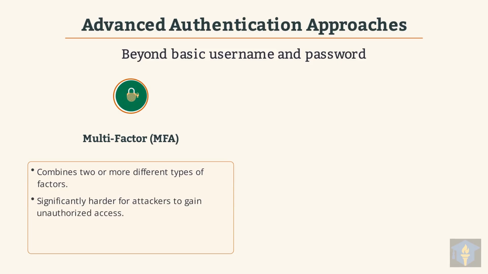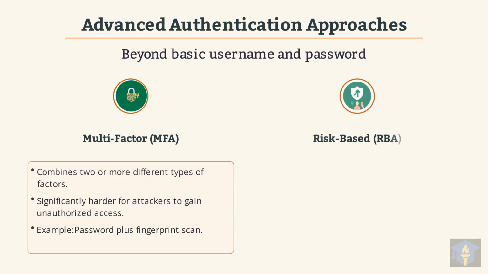MFA makes it significantly more difficult for attackers to gain any unauthorized access to your accounts. A common example is using a password along with a fingerprint scan for enhanced security. Risk-based authentication, or RBA, dynamically adjusts security based on potential threats.